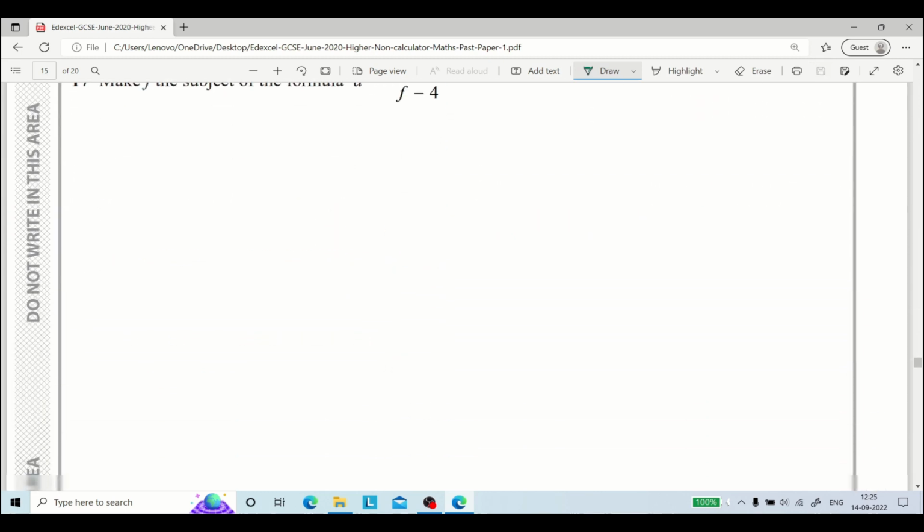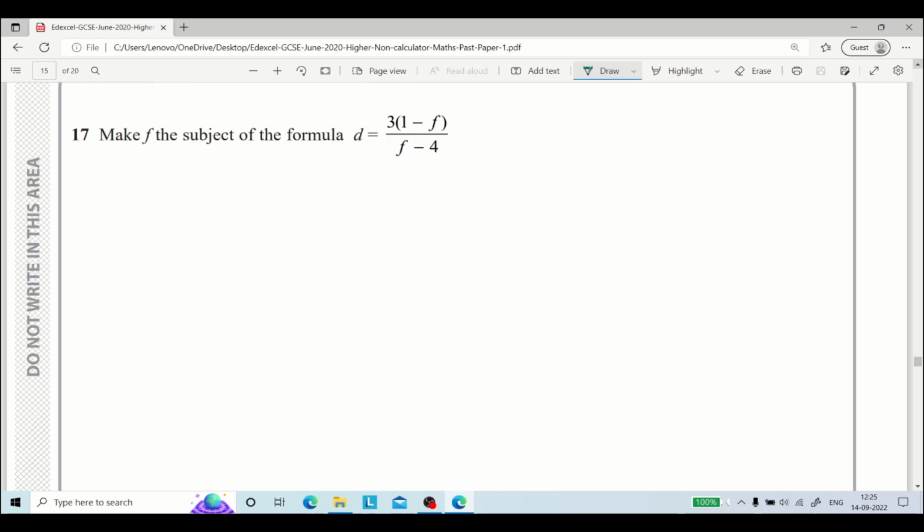Moving on to our next one. Make f the subject of the formula D is equal to this. Okay, which means, what does making subject mean? You'll have f is equal to something. So as to do that, let's get started. I'll first write down D is equal to 3 into 1 minus f over f minus 4.